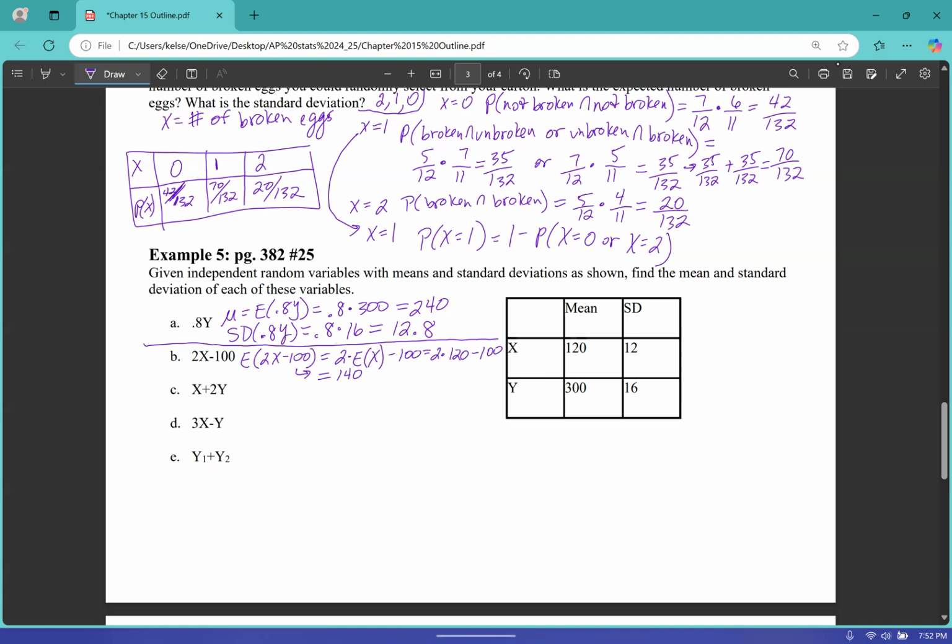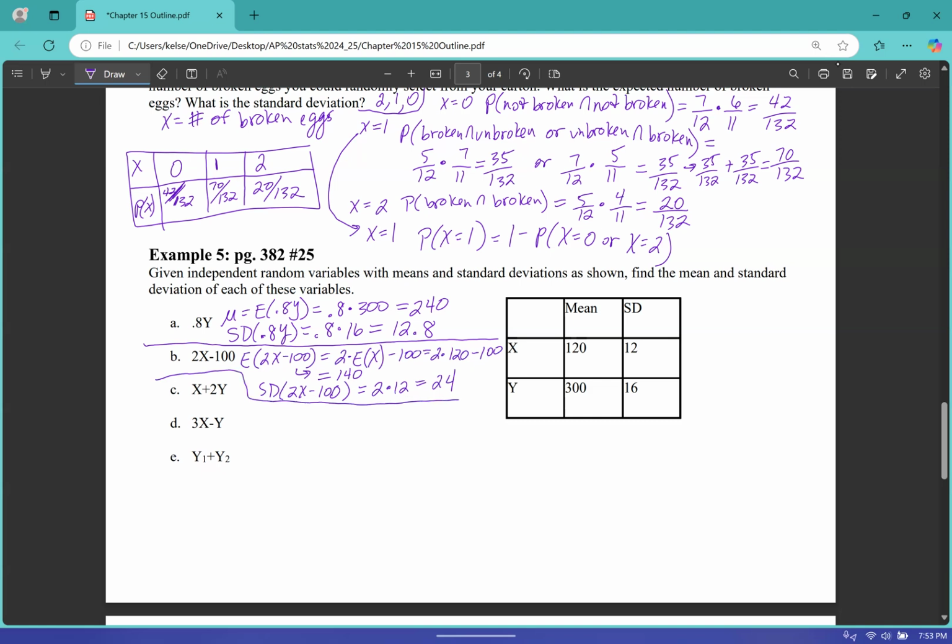All right, and then standard deviation. Now from here, the standard deviation of 2x minus 100, well, only the multiplying is going to affect it. So it's just going to be 2 times the standard deviation of x, which is 12. So it's 24. Okay, so those are nice, straightforward.